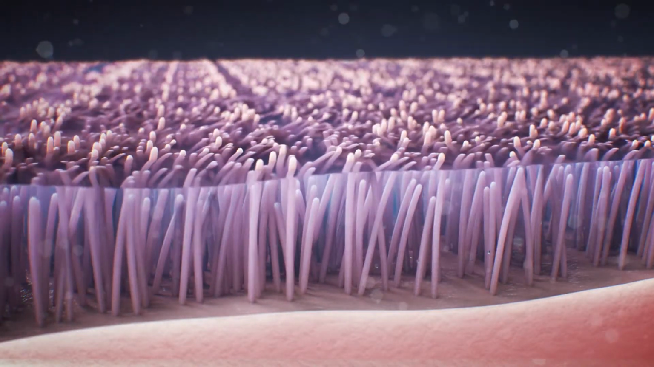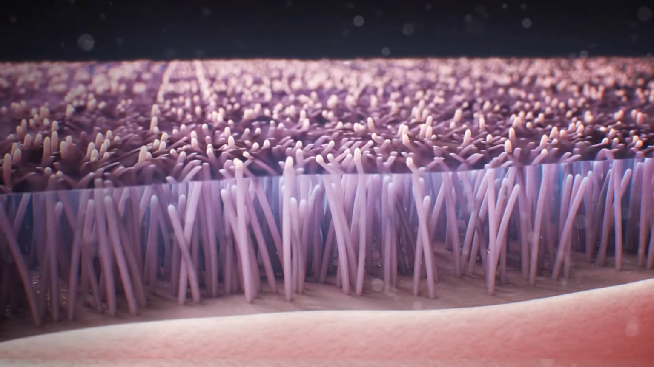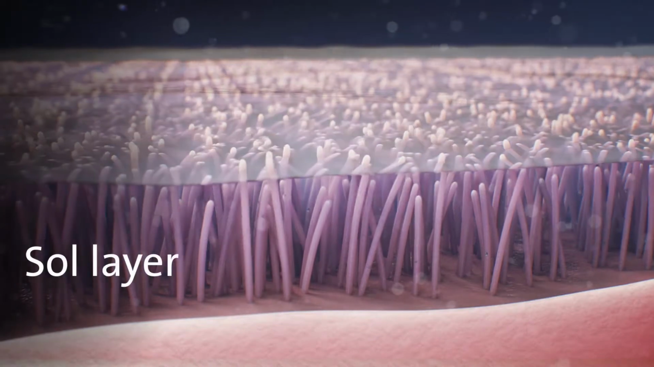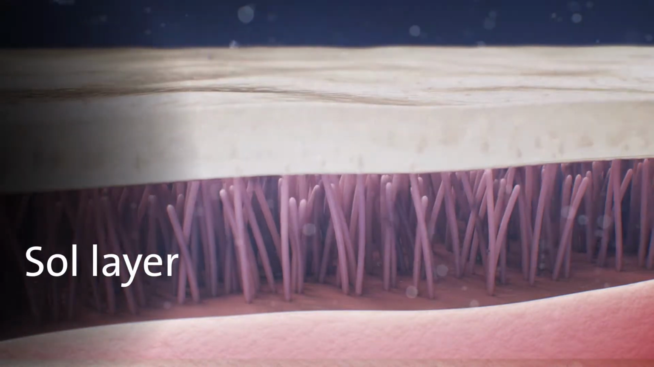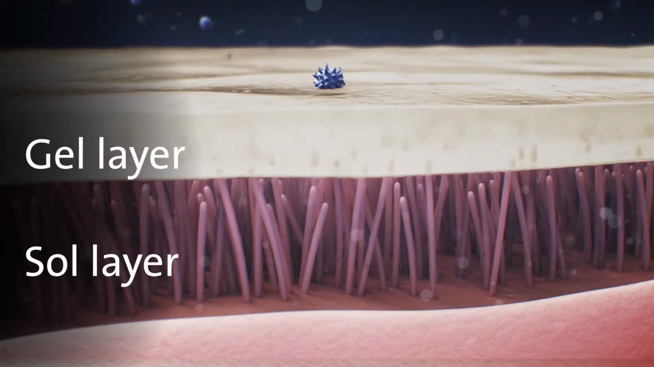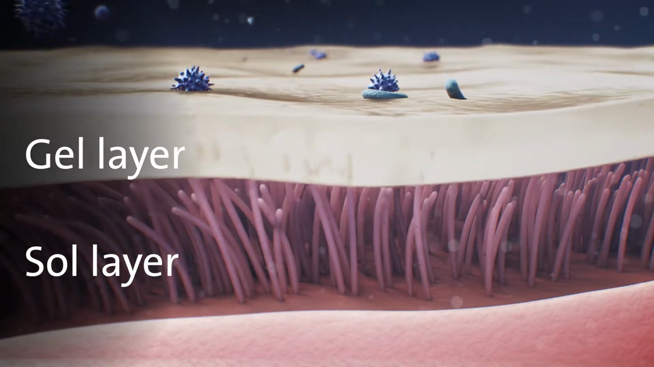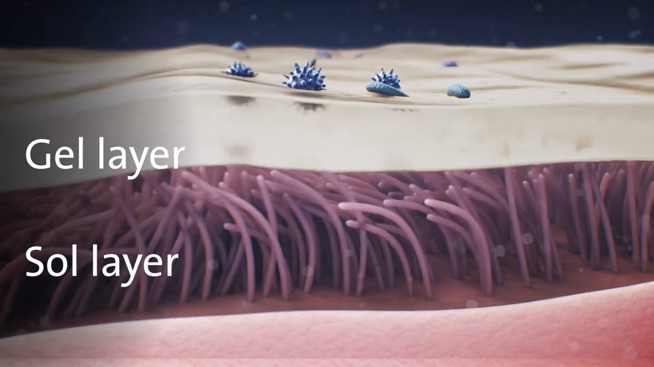The mucous membranes inside the respiratory tract feature a large number of small cilia embedded in a sol layer. On top of this, there is a viscous layer of gel to which pathogens contained in the air, such as flu viruses, adhere and are thus prevented from advancing further into the body.